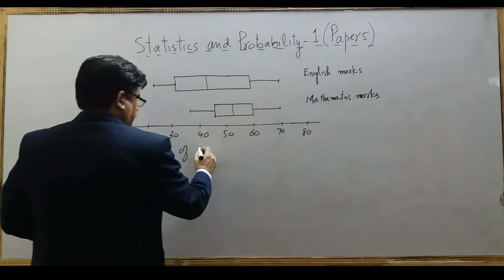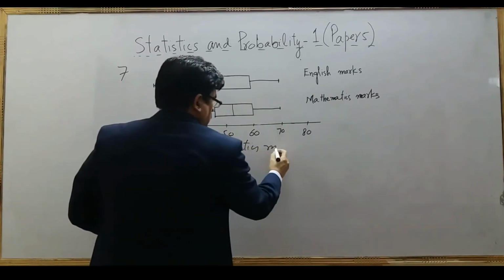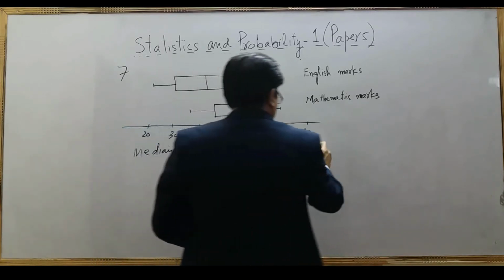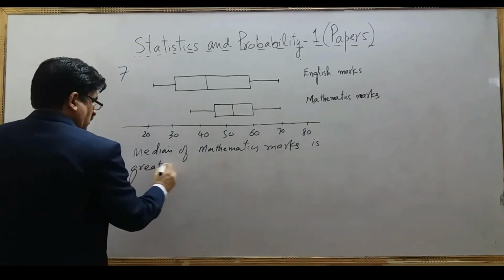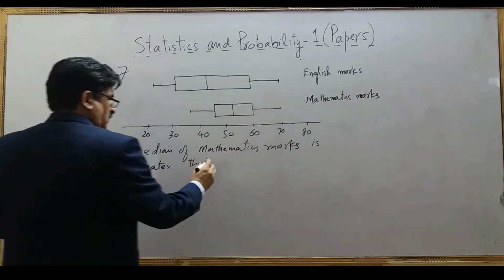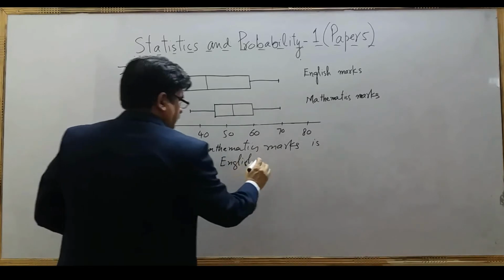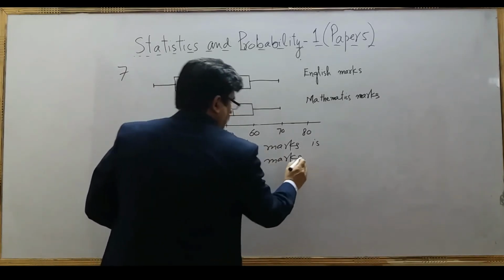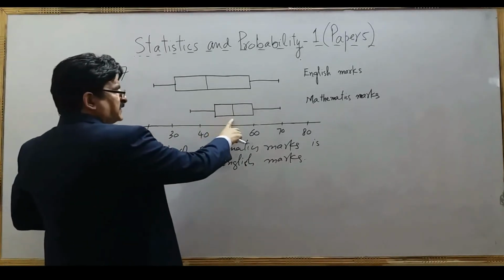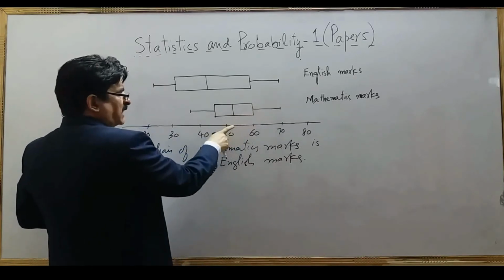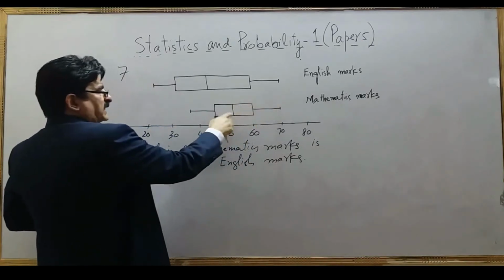So the median of mathematics marks is greater than English marks. What does this mean? It means that 50% of students in mathematics got marks more than this. 50% students got marks more than this.